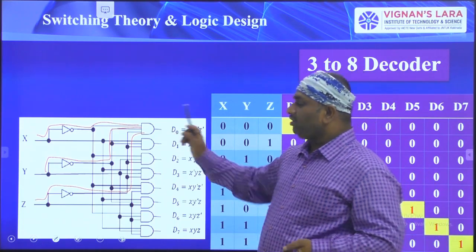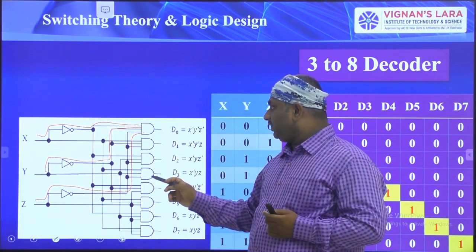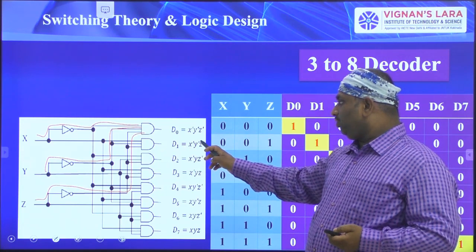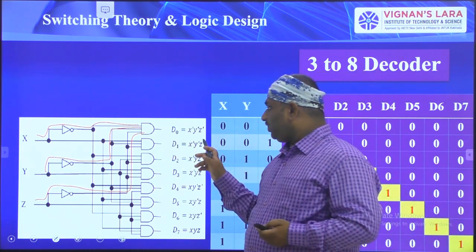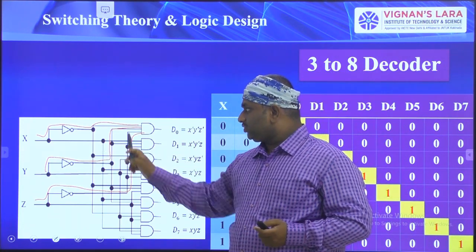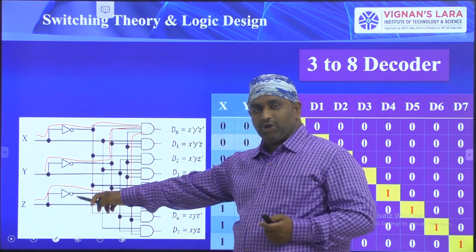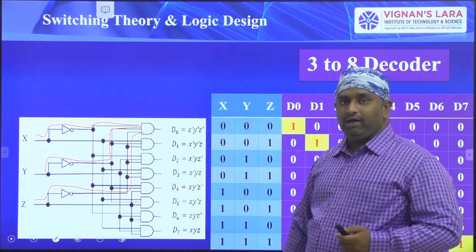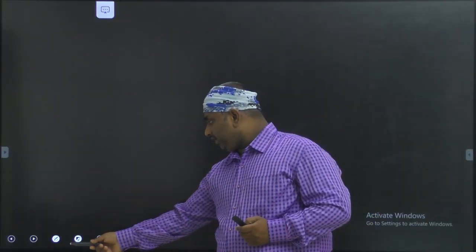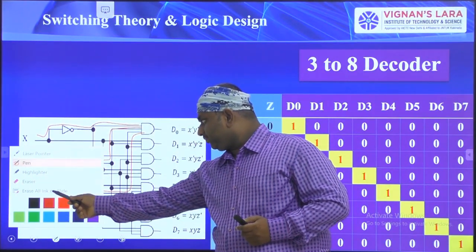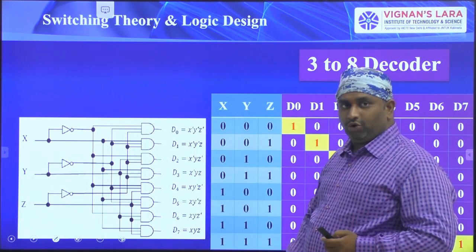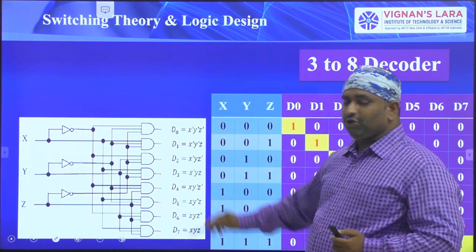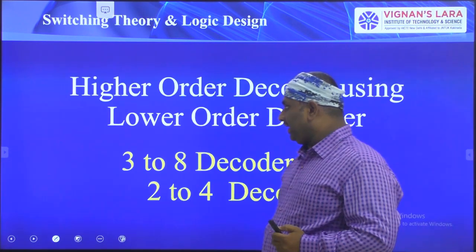Like that you have to draw the first gate. The remaining gates you have to draw like this. D1 is equal to X bar, Y bar, Z. First take X bar, next take Y bar, next you have to take the Z signal. Like that you have to draw the internal logic diagram. So you have to practice at your homes. So this is the 3 to 8 decoder internal diagram.